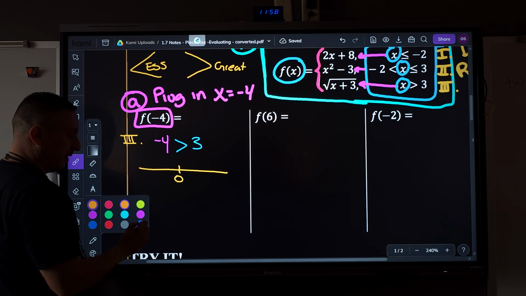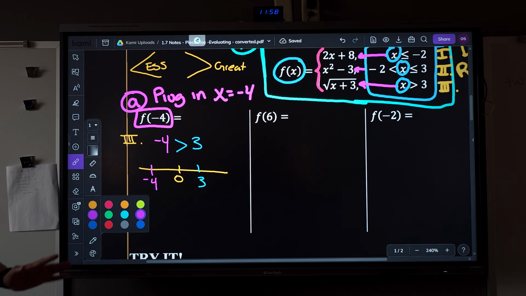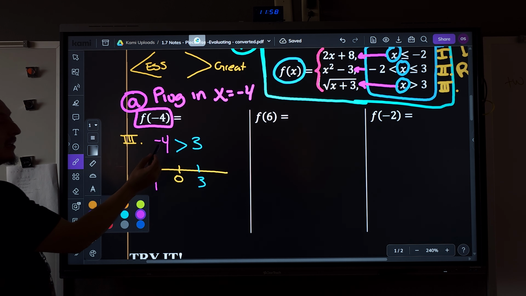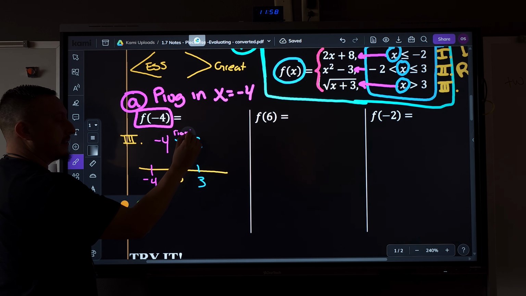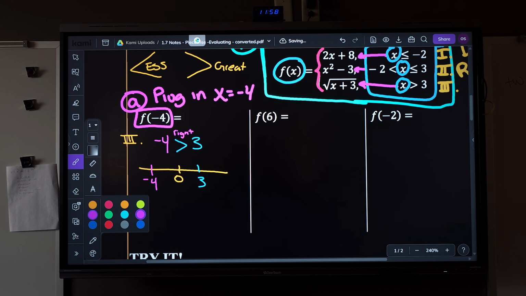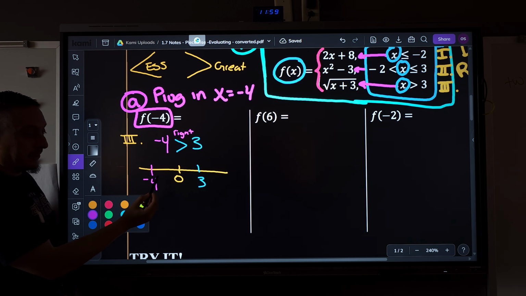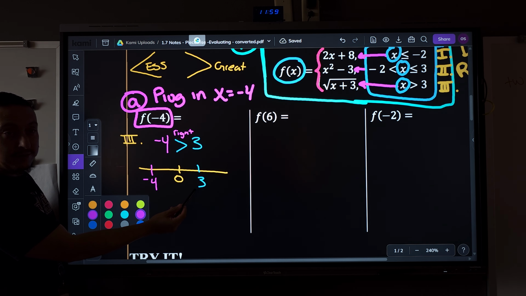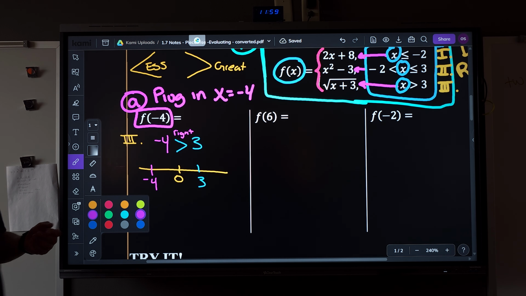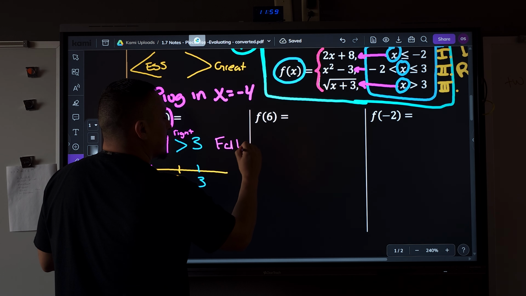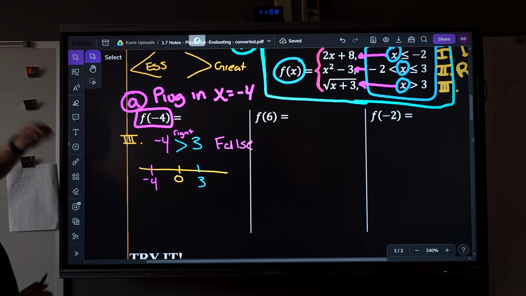There's 0, there's 3, there's -4. Everybody here knows number lines. And this says -4 is greater. Greater is to the right. Less than is to the left. So in simple words, is -4 to the right of 3? No, right? Is -4 greater than 3? No. Is that okay? So false. So that's not the one, so we go to Roman numeral number 2.